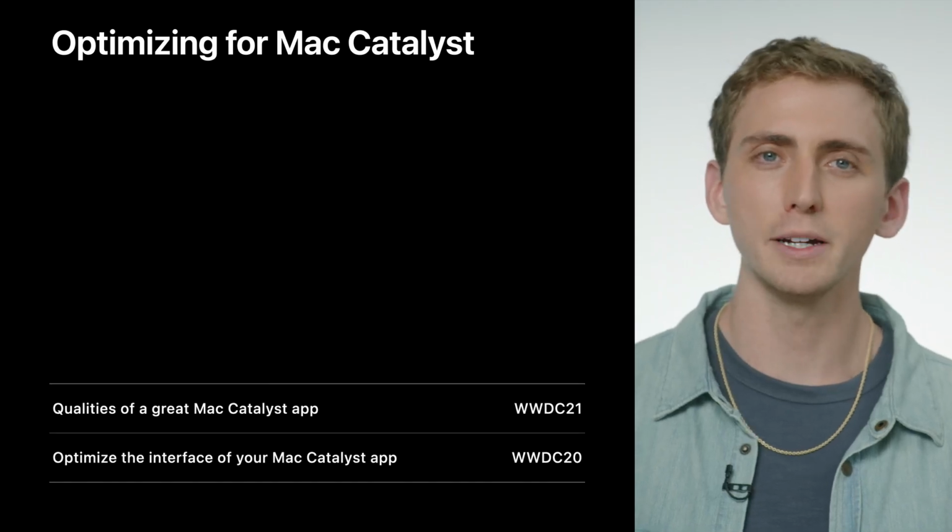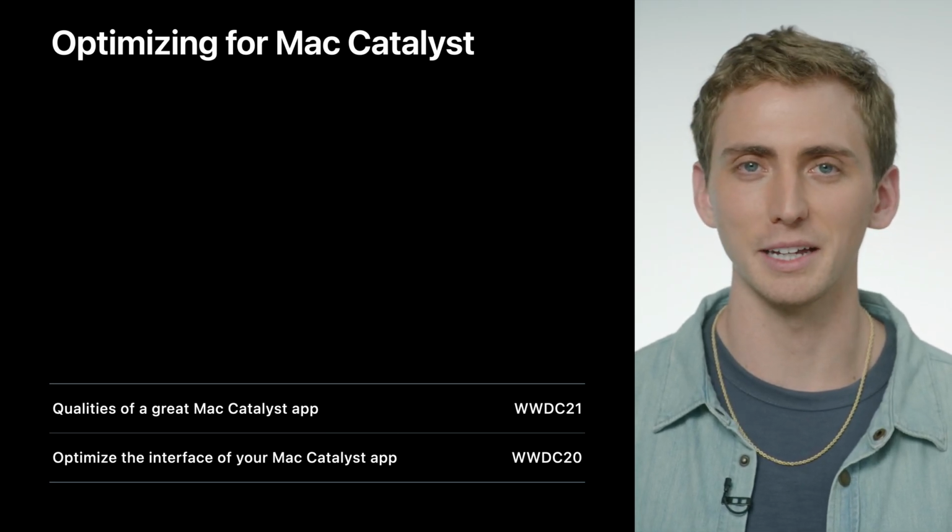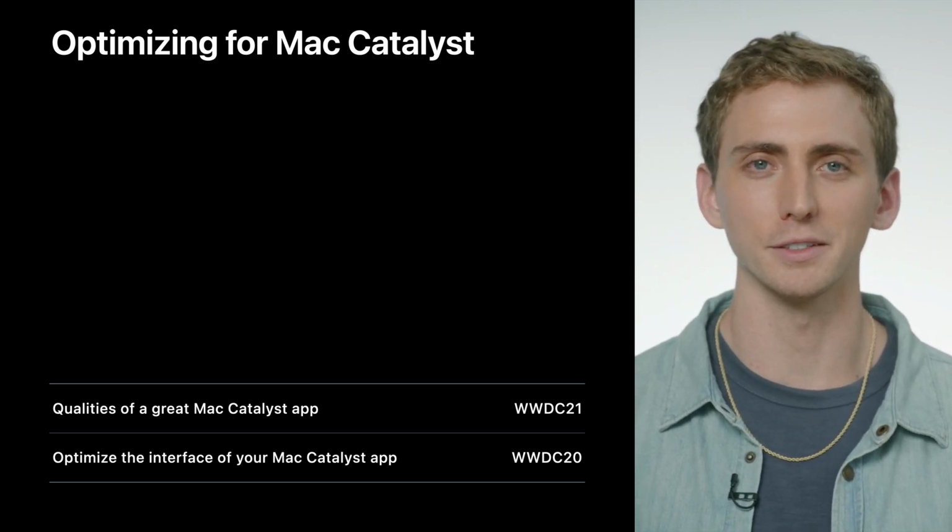Watch "Qualities of a great Mac Catalyst app" and "Optimize the interface of your Mac Catalyst app" for the full story on that process. In the final version of Trip Planner, I've adopted the new APIs Jason just told you about. I'll cover the adoption of each one. I highly recommend you download the sample project. All of the snippets I'll show here are taken directly from that code.